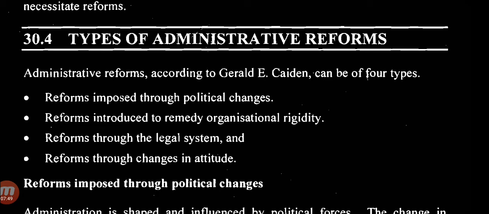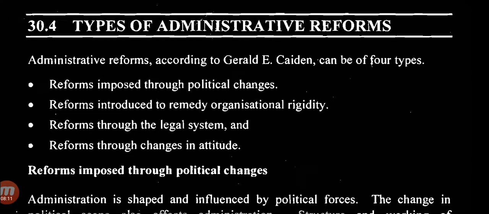Types of administrative reforms. Administrative reforms, according to Gerald E. Caiden, can be of four types: reforms imposed through political changes, reforms introduced to remedy organizational rigidity, reforms through the legal system, and reforms through changes in attitude.